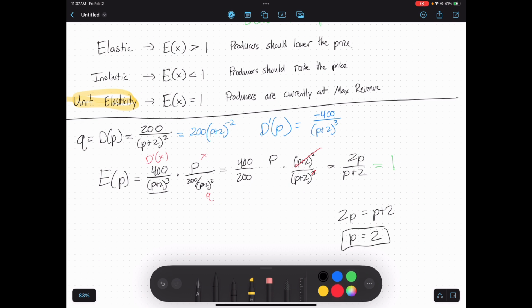What should I set my price at? I have my max revenue at a price of $2. Awesome. So it turns out we can also use the elasticity equation this way. I can solve for when I'm going to have my max revenue.